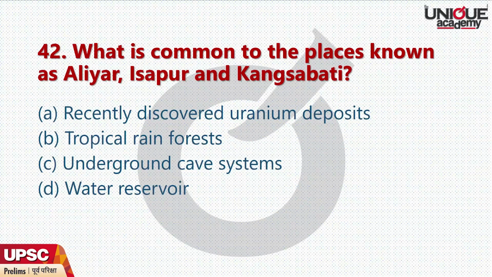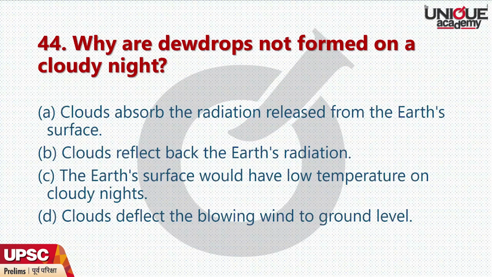Coming to question 42, what is common to the places known as Aliya, Isapur and Kangsabati? In all of these places there are water reservoirs. These places have been in the news because a lot of animals were found around, I think, the Isapur water reservoir. So forest officials have to prevent animals from creating scenes over there. A similar issue arose with regard to Aliya also. That is why they were in the news, and this is the type of question that has been framed on it.